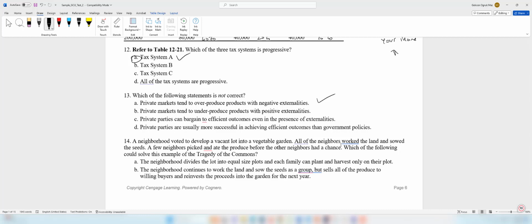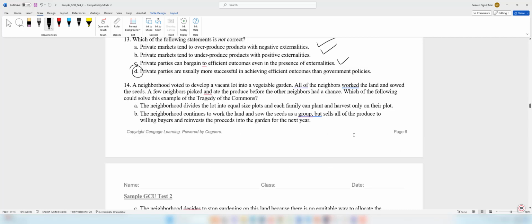Private markets tend to underproduce products with positive externalities. That's correct because they don't count the social benefit, the external benefit to third parties. Private parties can bargain to efficient outcomes even in the presence of externalities. We learn it through the Coase theorem, one of the discussion assignments, that they can bargain. Private parties are usually more successful in achieving efficient outcomes than government policies. This is not correct. That's why we have the chapter on externalities.